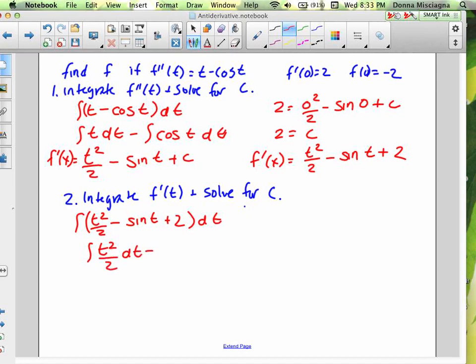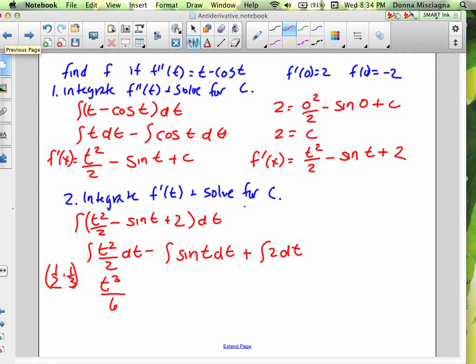Just to make sure everybody understands what we're doing. So we're just taking the integral of each of these terms. Like I said, this is going to be t cubed divided by 6, because you have 1/2, and then you're going to divide by 3, so that's like multiplying by 1/2 and 1/3. That's where that 6 comes from. And then whose derivative is sine?